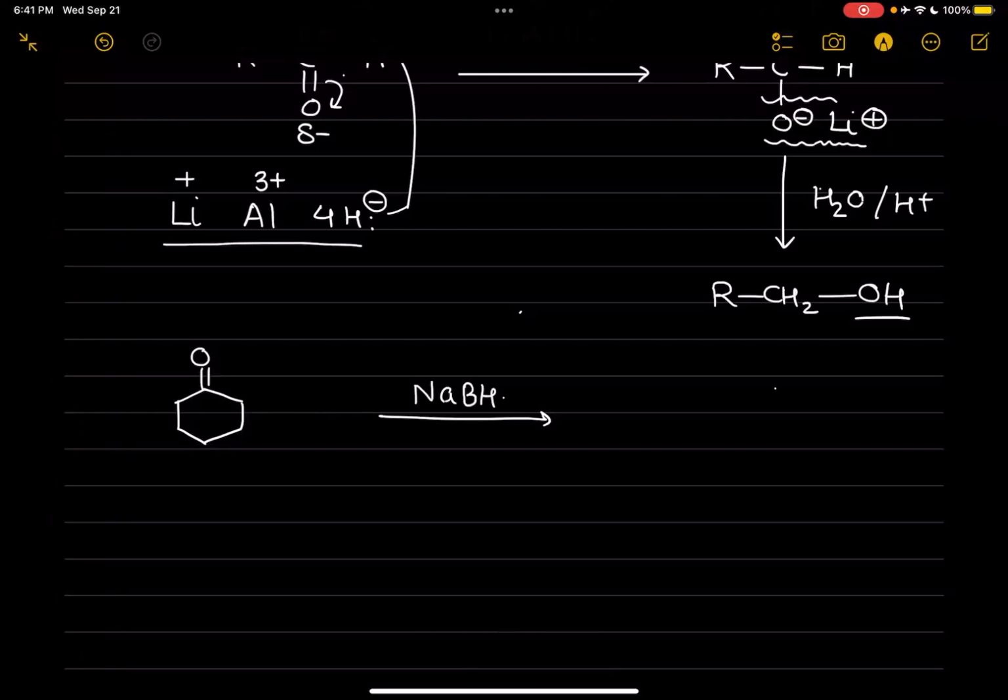Clear, sir. Okay, good. If you take NaBH4 in water, what is going to happen? The H minus is going to come and join on the carbon atom. O minus will form, and water will bring in H plus, so OH.